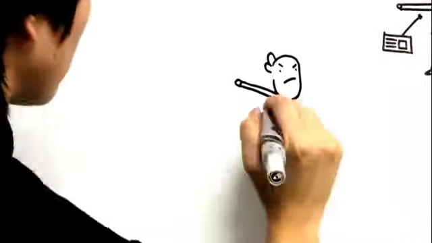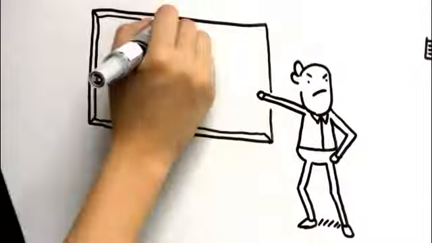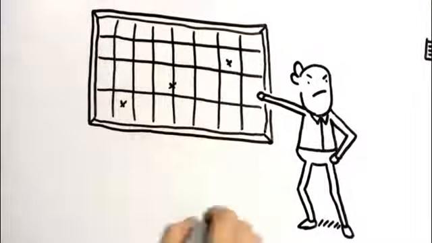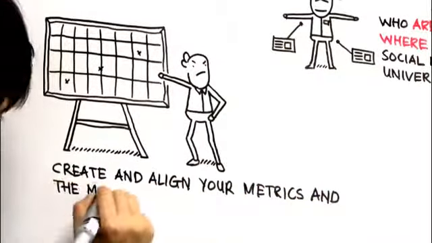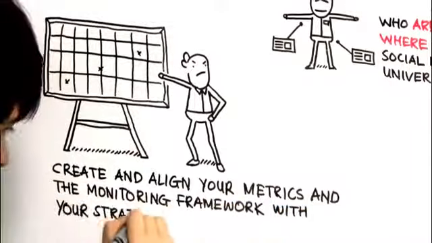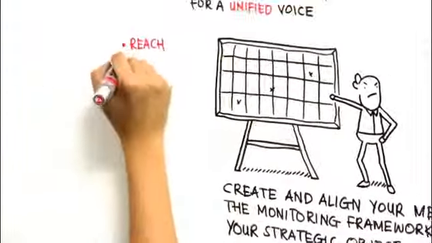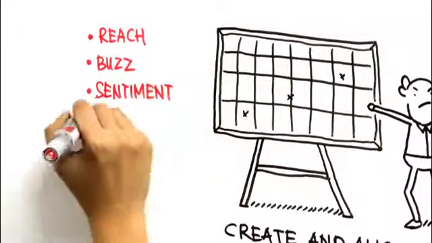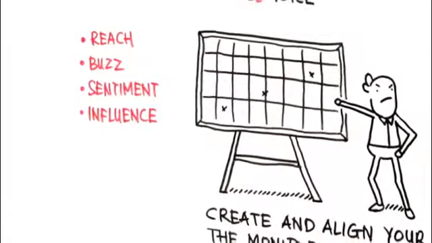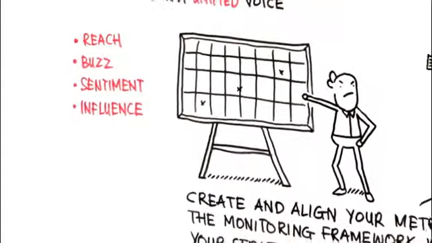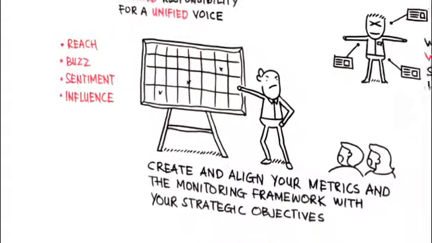How do you know if you're doing things right or whether you need to tweak your initiatives? That's why you must set up your metrics before starting. Create and align your metrics and the monitoring framework with your strategic objectives. Some key metrics in social media include reach, buzz, sentiment, and influence. Measure only what matters to your business and ignore everything else, no matter how tantalizingly high the numbers might be.